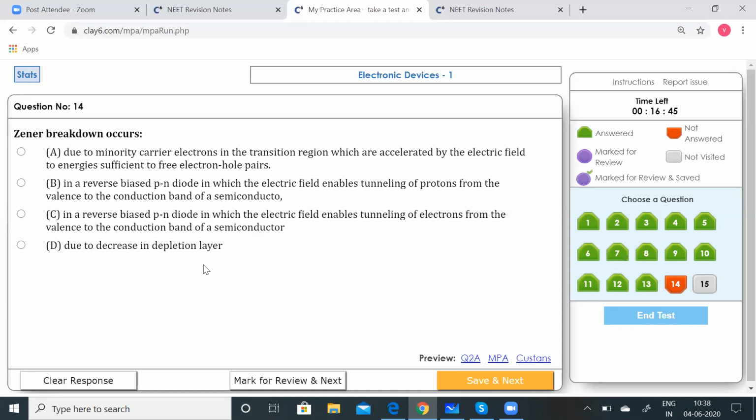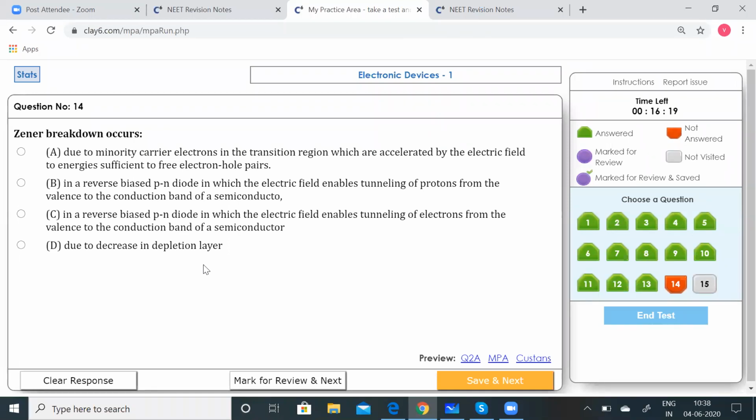So, which can be the correct option? Okay. So, option A is a description of Avalanche breakdown and not Zener breakdown. He says minority carrier electrons in the transition region which are accelerated by the electric field. So that describes the Avalanche breakdown and not the Zener diode. So Zener breakdown.